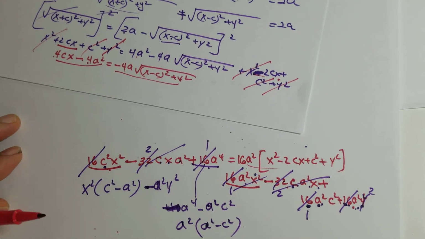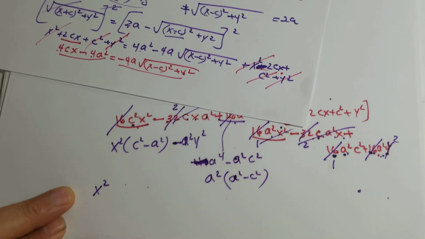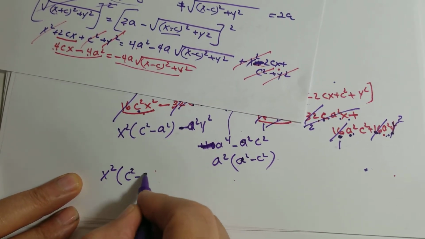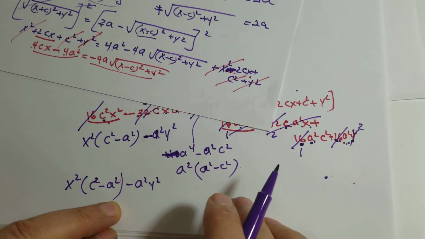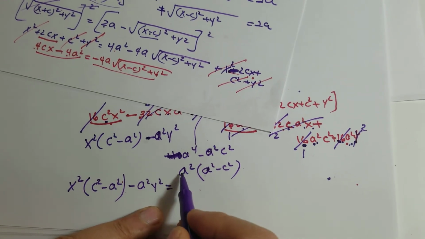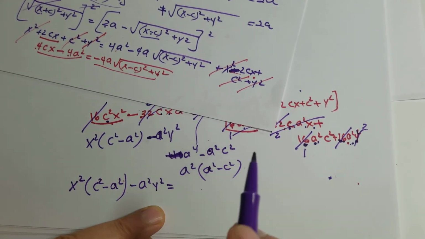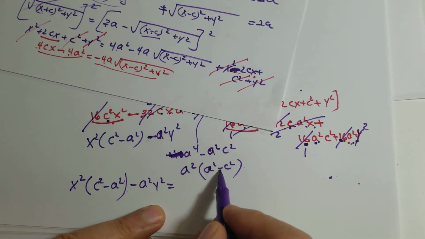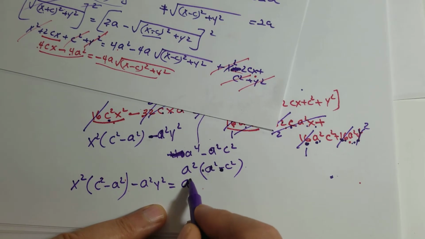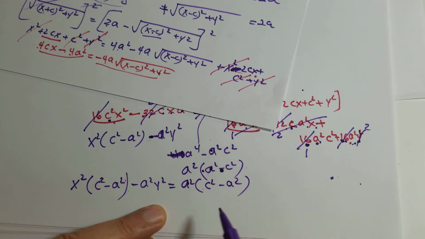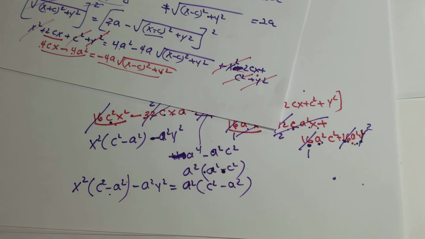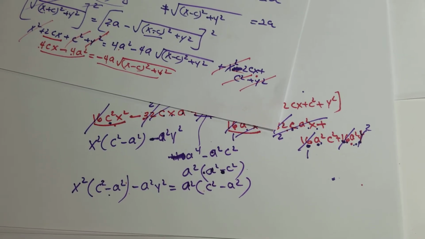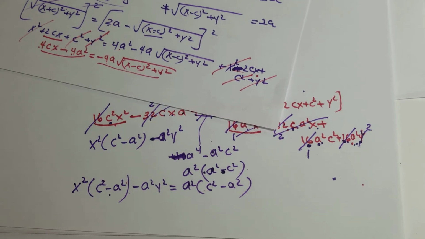Okay, tell me what I have. I have x squared times c squared minus a squared minus a squared y squared equal to, and I'm going to move this one to the other side, it becomes a negative. Then when I multiply by negative, this becomes negative a squared, this becomes plus c squared. Therefore, that becomes a squared times c squared minus a squared. I just did it to make it look like this. Good job.